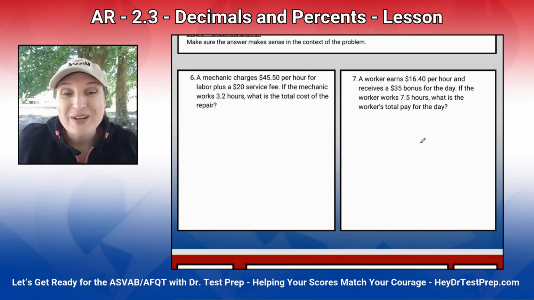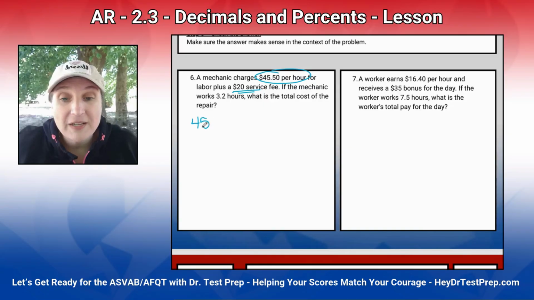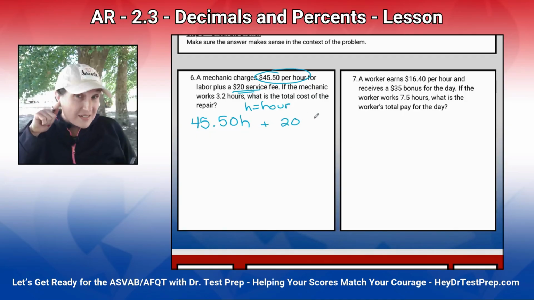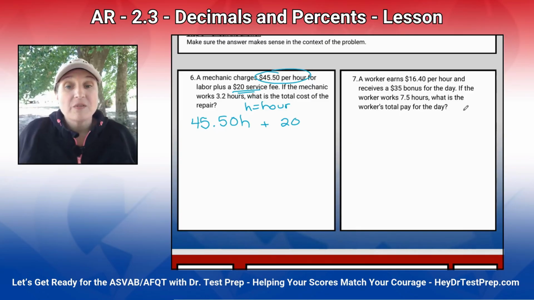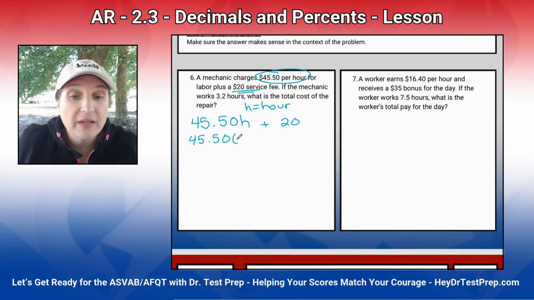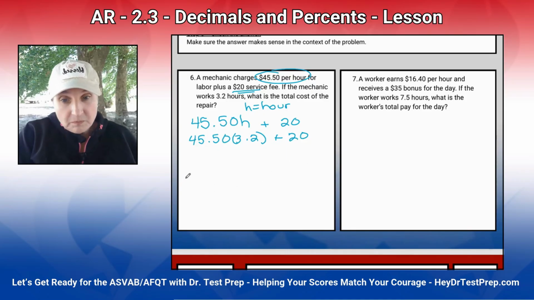All right, focus. A mechanic charges $45 per hour plus a one-time fee of $20. So we've got $45.50 per hour plus a $20 service fee. Now, this isn't telling us the total number of hours. We have to figure out how much they get paid. So if the mechanic works 3.2 hours, what we're going to be doing is substituting that 3.2 right here and then adding 20.